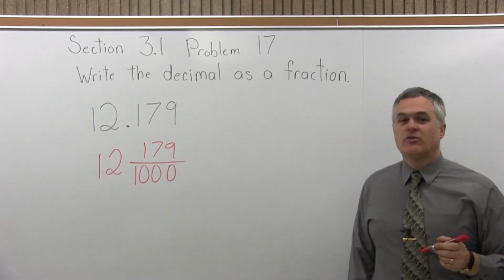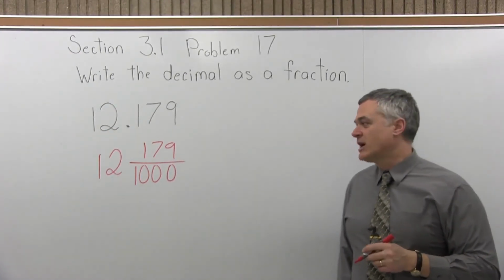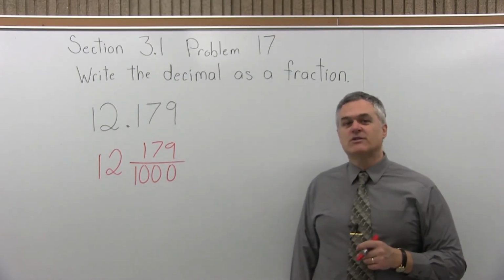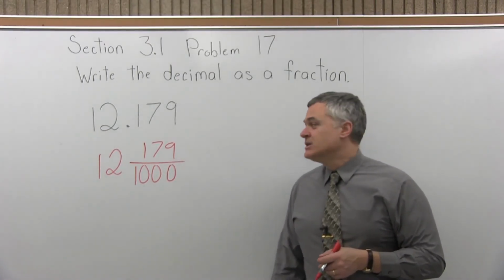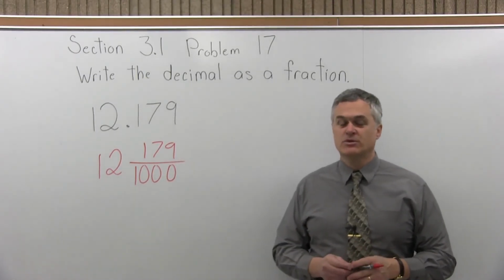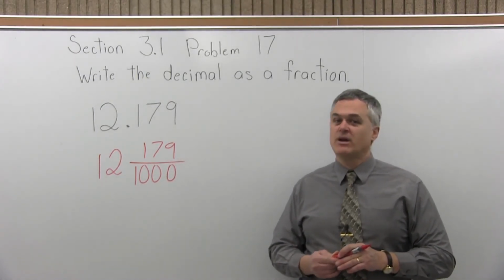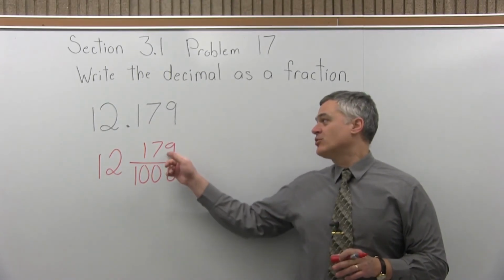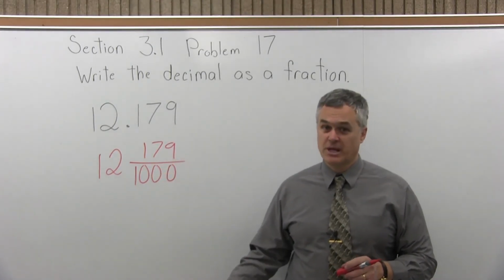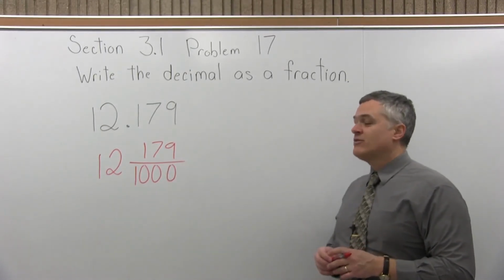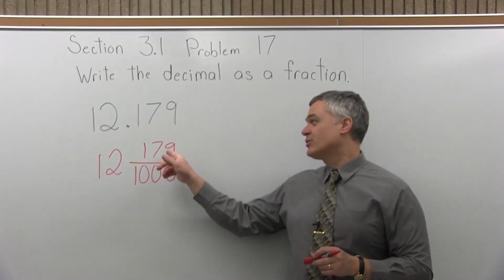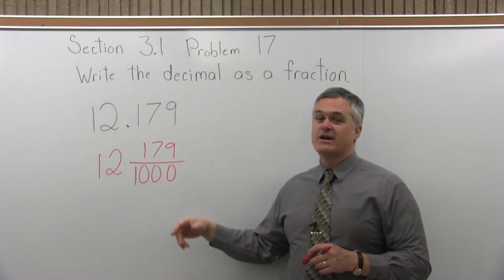Of course, 12 point something turns into 12 in some fraction. And then step 4 is reduce the fraction if it's reducible. So my 179 over 1,000, can that be reduced? What I want to do is find any value I can that divides into both 179 and divides into 1,000 evenly, no remainder. And as you try a variety of different possibilities, you'll find that there's nothing that divides into both 179 and 1,000 evenly.